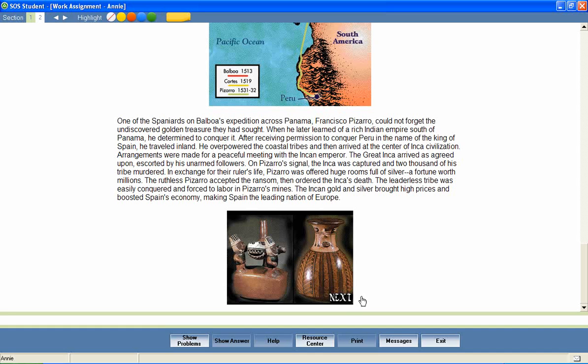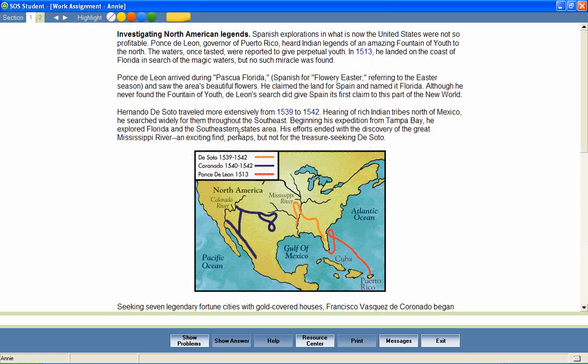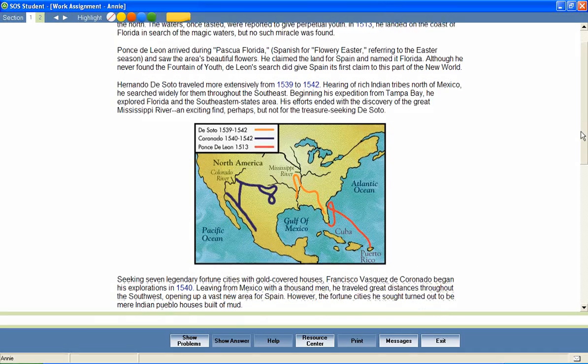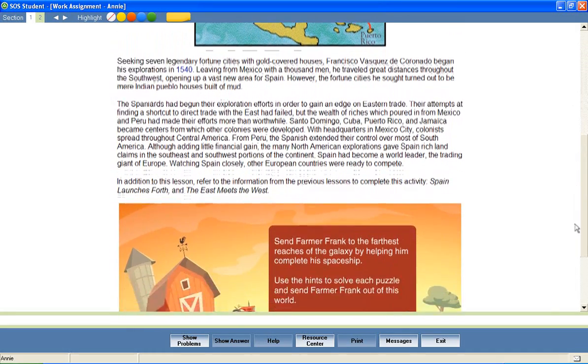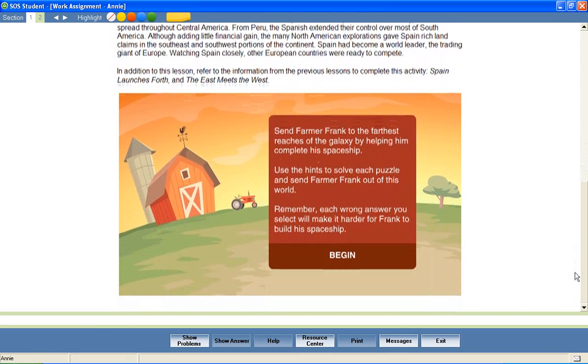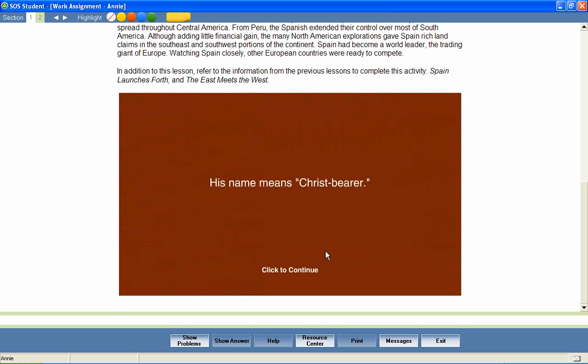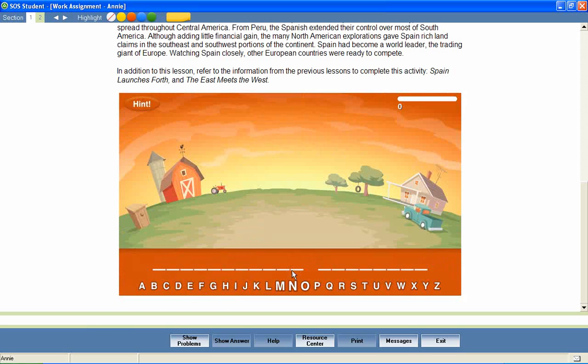After completing the first section of lesson text, the student can continue on to the next section of the lesson, reading the text and utilizing the included multimedia. In some lessons, students are given the opportunity to review and reinforce what they've learned with fun games like Farmer Frank and All Right. Let's take a look at an example.